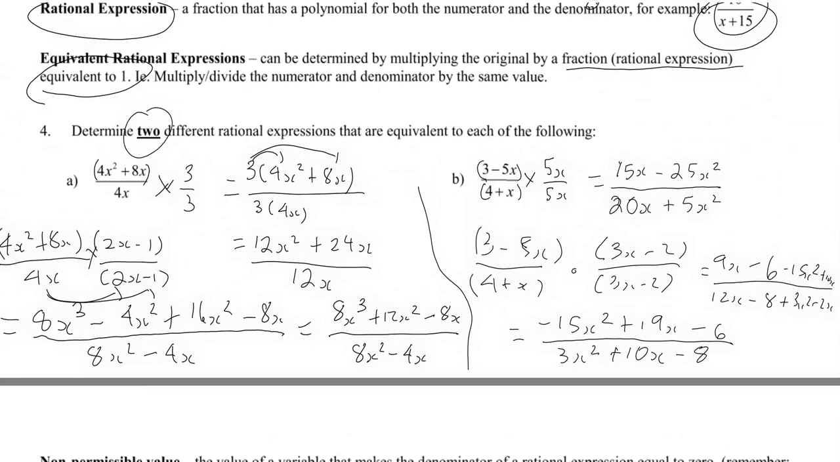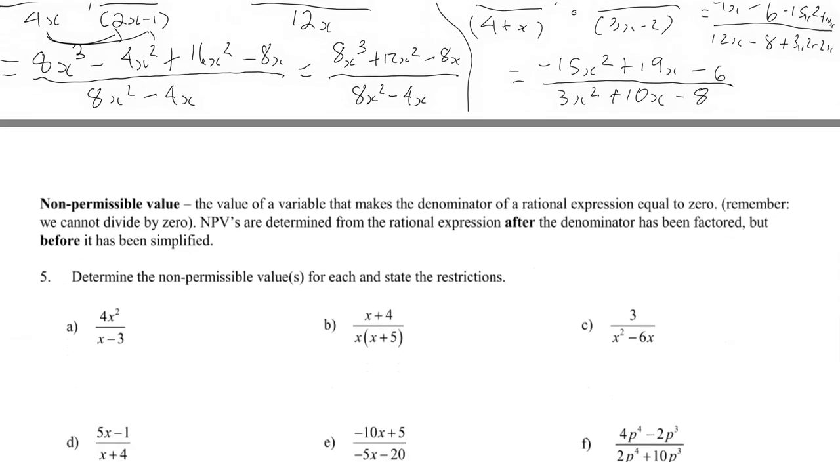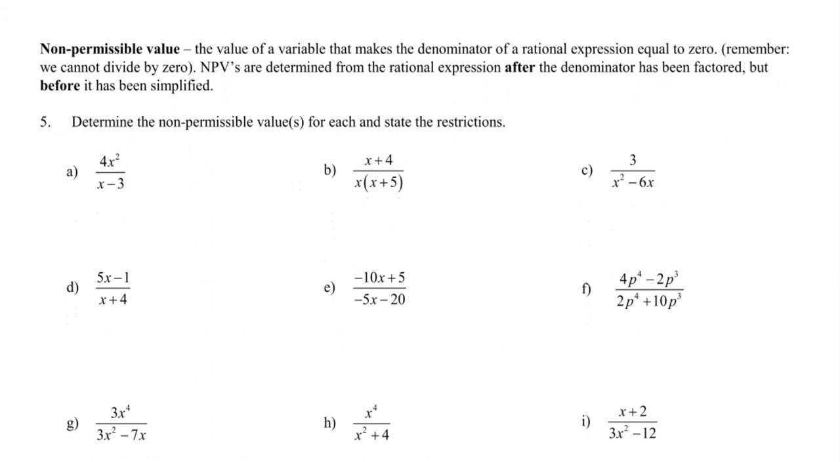Unless, all right, and here comes the unless. What if x is negative 4 and I put that into this expression? We're going to have a problem. Okay, because 4 plus negative 4 is 0. Up top, negative 4, that'll give me positive 20. I'll have 23, but I'll have 23 over 0, and I'm not allowed to divide by 0. So what does that mean? Well, that leads to something called a non-permissible value. It is the value of a variable that makes the denominator, the bottom, of a rational expression equal to 0, right? Remember, we cannot divide by 0.